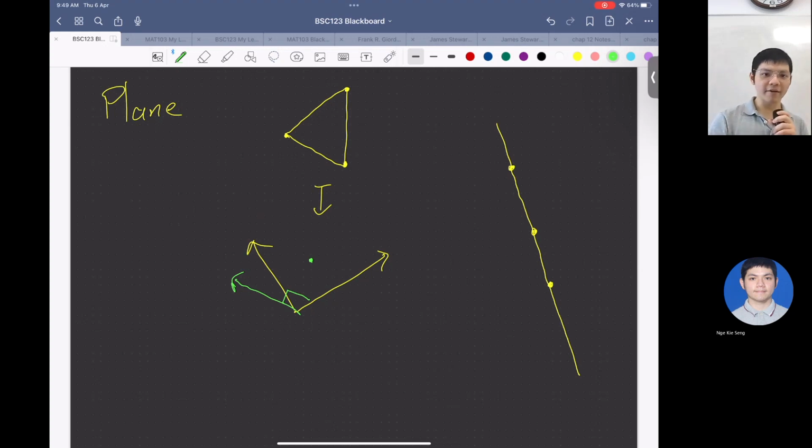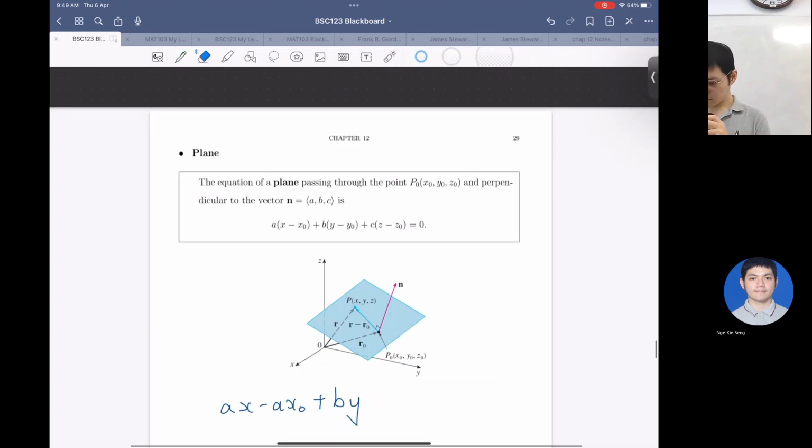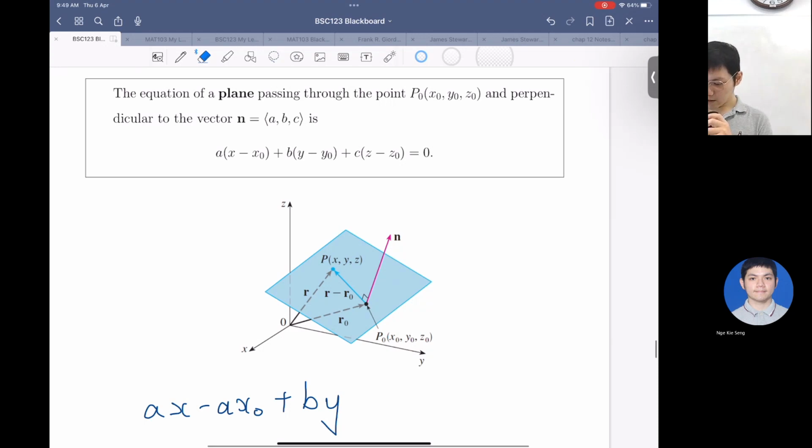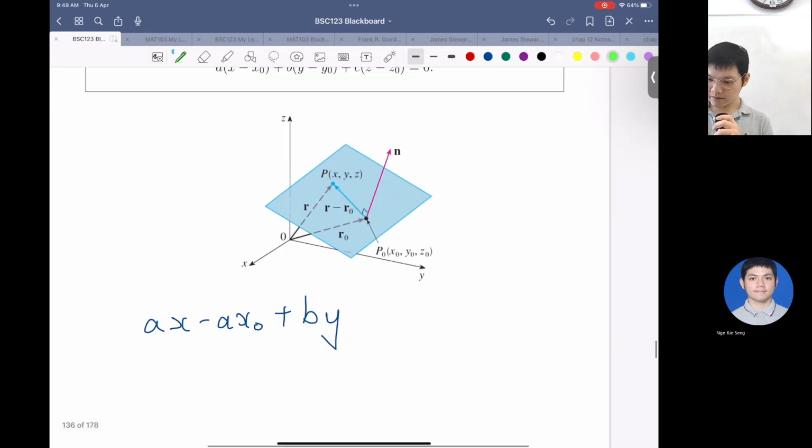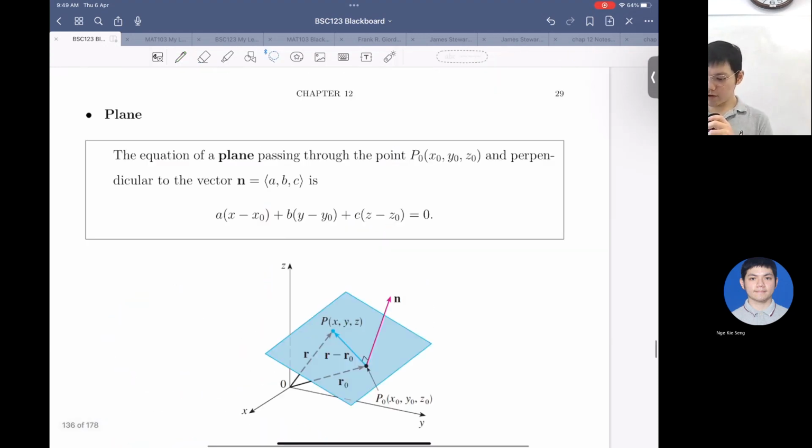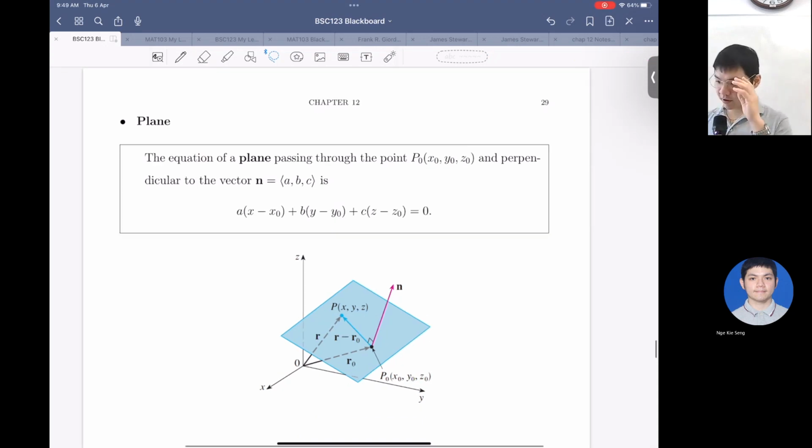So let's see how. The equation of the plane that passes through a point x naught, y naught, z naught, and is perpendicular to the vector a, b, c is just a times (x minus x0), plus b times (y minus y0), plus c times (z minus z0).